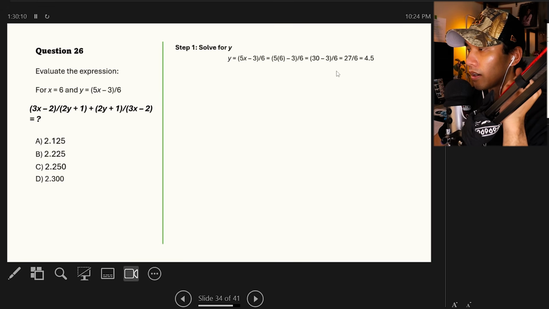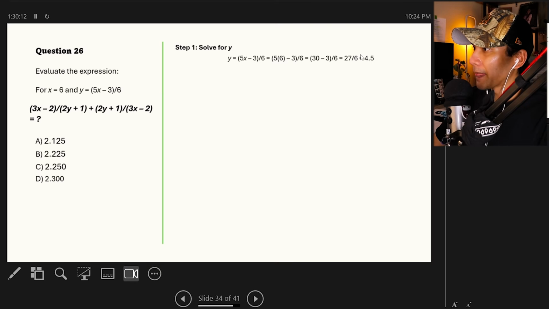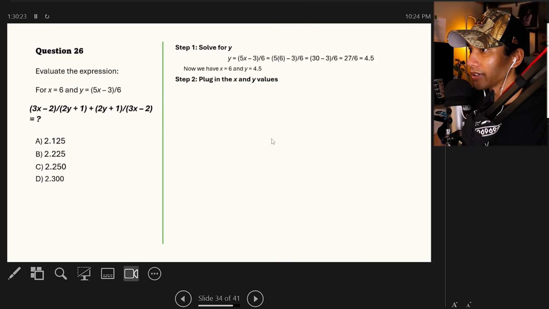Solve for y. Oh, I guess, no, I didn't. So this one was hard on purpose. So 27 divided by 6 is 4.5. Okay, now we have x equals 6 and y equals 4.5. And then we just plug that in the equation and solve. Plug in the x values and y values.